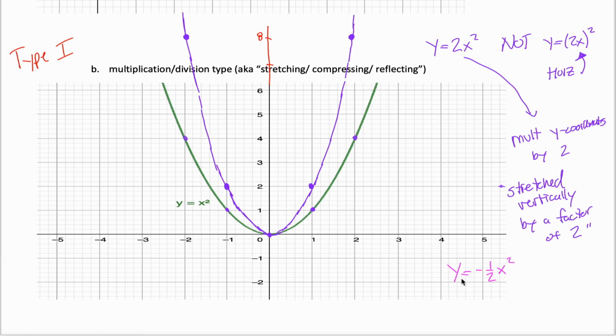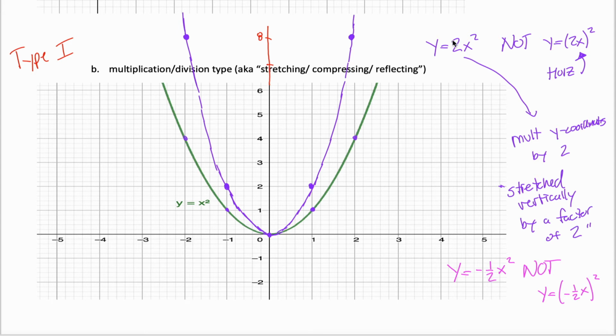What if we want to know what the graph of y equals negative 1/2 x squared looks like? And again, just to really emphasize the difference between vertical and horizontal transformations, this is not the graph of y equals negative 1/2 x squared. It's not the x coordinate that I'm multiplying by negative 1/2, it's the x squared, the output of this machine, that I'm multiplying by negative 1/2.